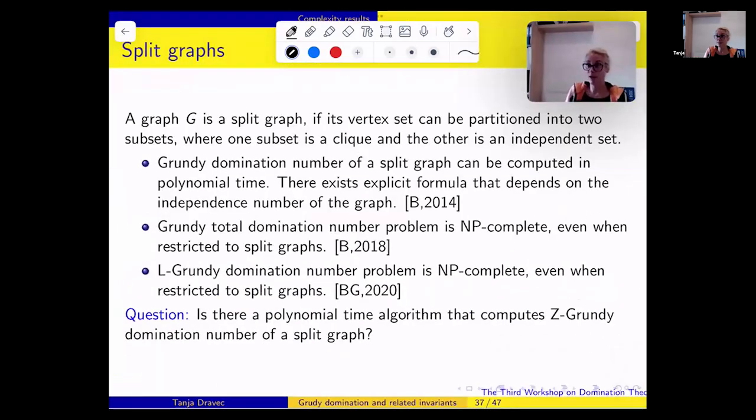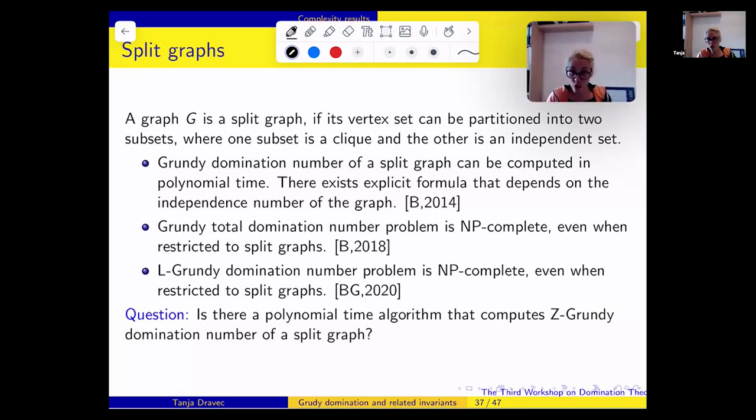For example, in split graphs, so a graph is a split graph if its vertex set can be partitioned into 2 subsets, where one subset is a clique, so it induces a complete graph, and the other is an independent set. Okay, and it is known that Grundy domination number of a split graph can be obtained in polynomial time. Somehow it depends on the independence number, so it is either independence number or independence number plus 1.